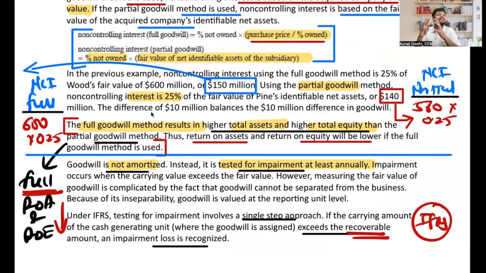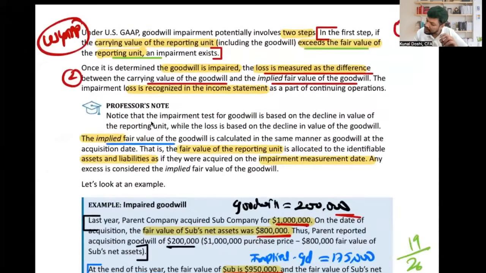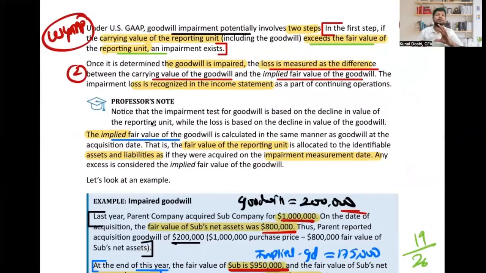And goodwill, when I say tested for impairment, US GAAP and IFRS, do they have the same method? No, different methods. IFRS is pretty much simpler, but US GAAP has a two-step process. Everyone does remember this? How the goodwill impairment takes place under US GAAP. First step, you will check whether it is impaired or not, where you will compare the carrying value with the fair value. And if the carrying value is higher than the fair value, then number one, yes, there is goodwill which is to be impaired.